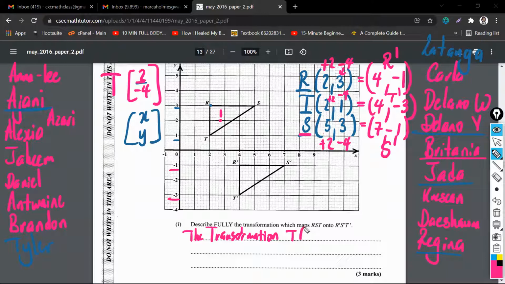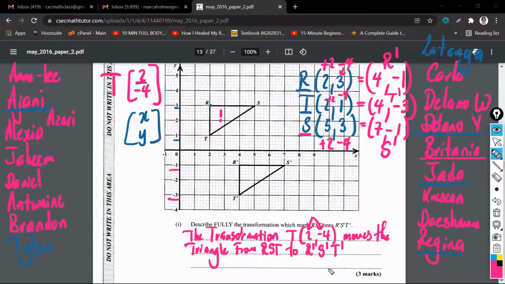Yeah, so all you have to do is say the transformation T, which is 2, minus 4, moves the triangle from RST to R prime, S prime, T prime. That's all you have to say. All you have to do, guys, is find the 2 and find the -4, and that would solve the question. That would give you the 3 marks. Make sense, guys?